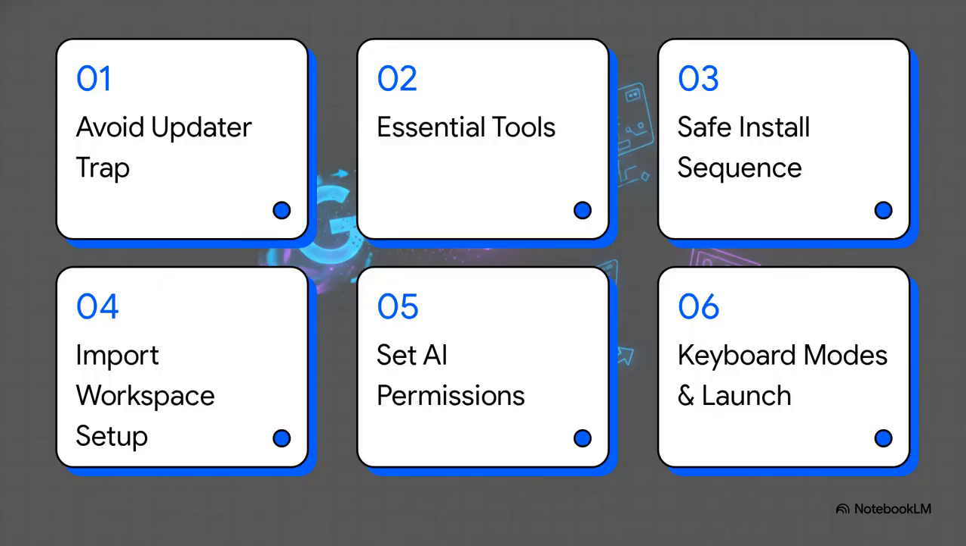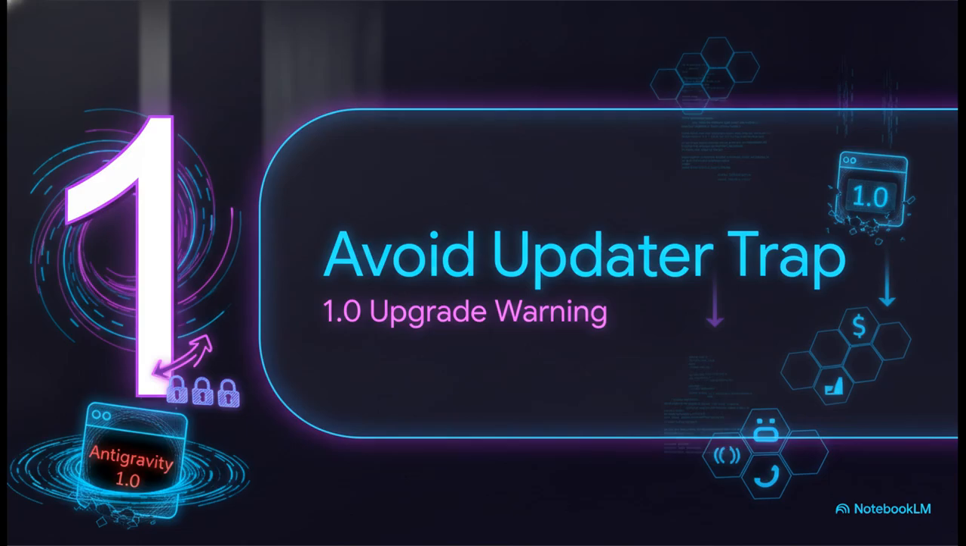Here is our roadmap for today. 1. Avoiding the updater trap. 2. Choosing your essential tools. 3. The safe installation sequence. 4. Importing your workspace settings. 5. Setting AI permissions. And finally, 6. Keyboard modes and launch.